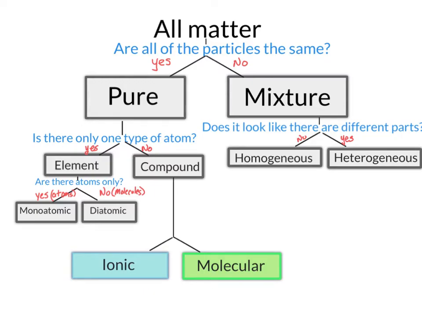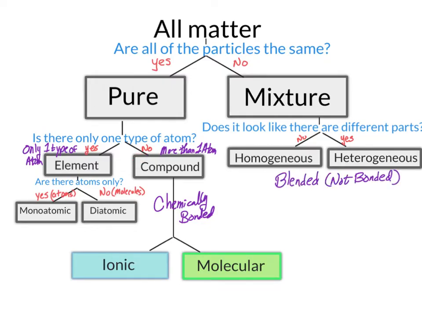So really quickly, elements are composed of only one type of atom. Compounds have two or more types of atoms. Mixtures have two or more substances blended together. So in summary, compounds are composed of two or more elements that are chemically bonded, and they can be ionic or they can be molecular.